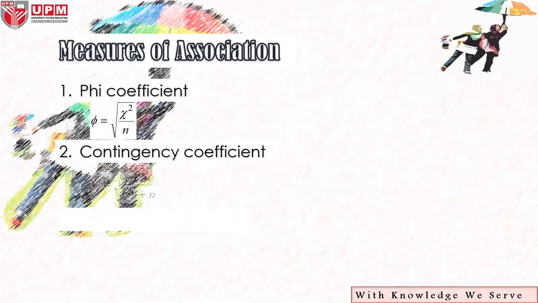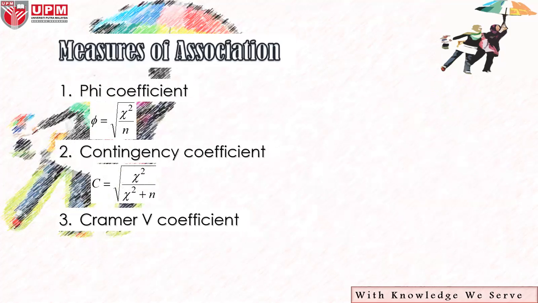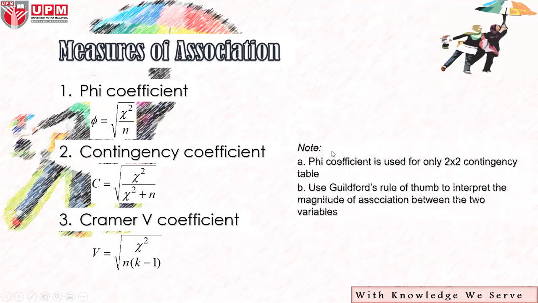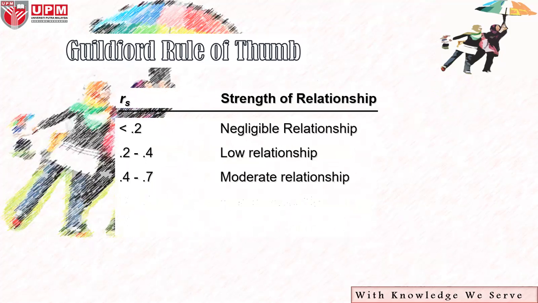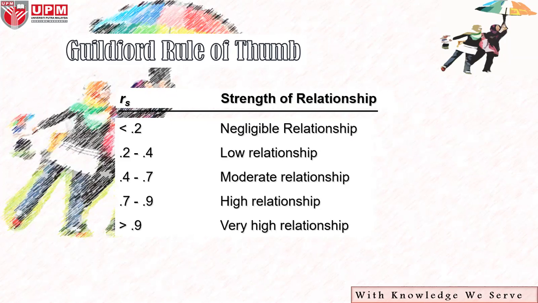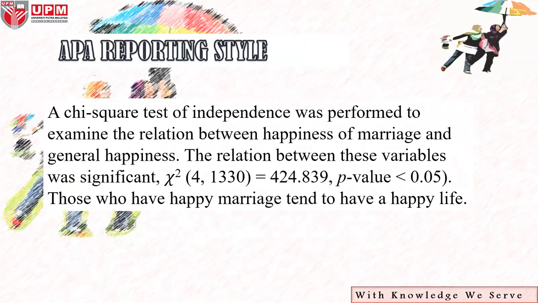Okay, and then to report the magnitude of the relationship, we use the Cramer's V coefficient. I forgot, we did not take the contingency coefficient earlier. So we can interpret the value according to the Guilford rule of thumb. Okay, so this is the reporting style for the finding.